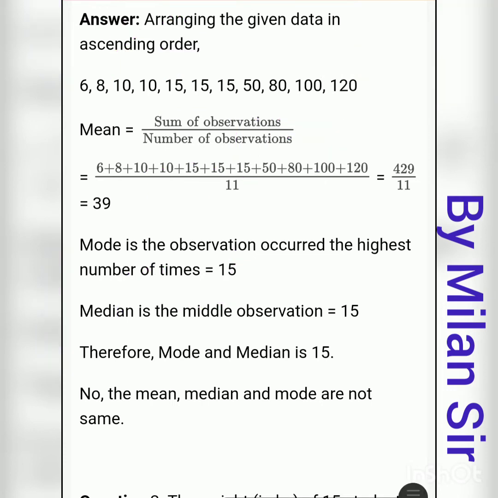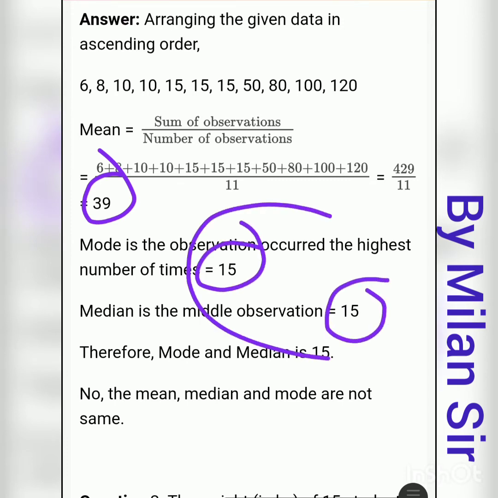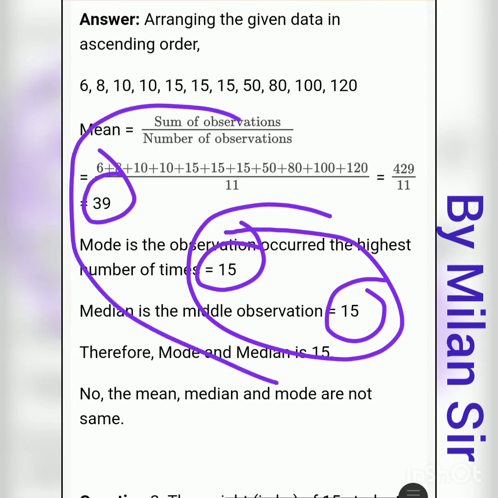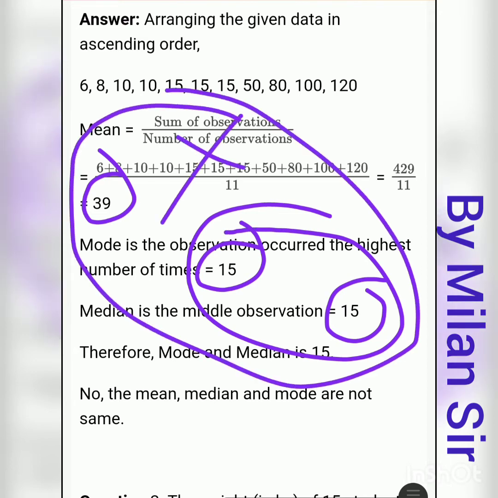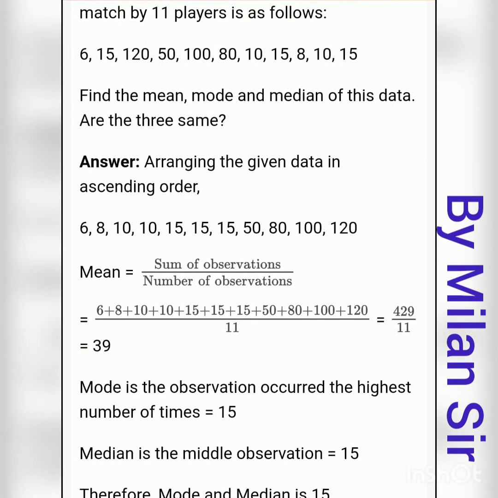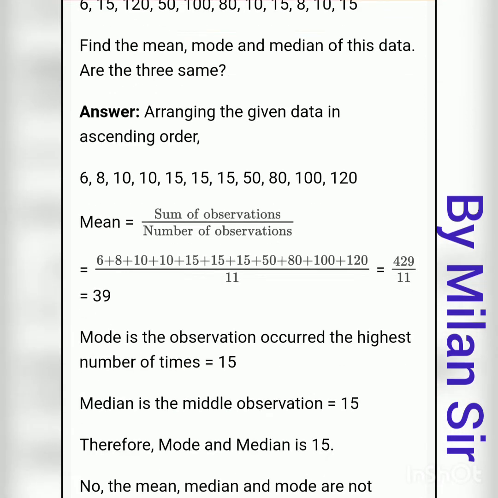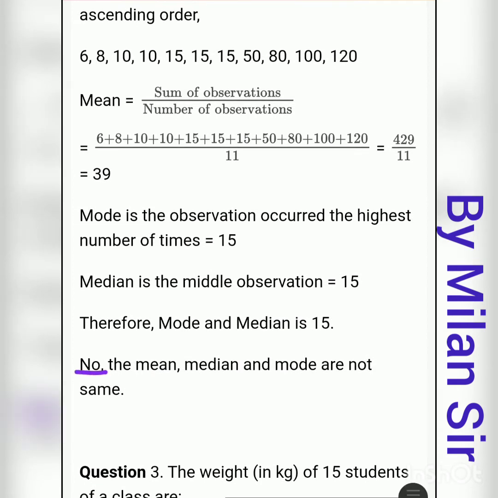Okay, here our answer of mean is 39, mode 15, median is 15. So these two answers are the same, but all these three answers are not the same. It's different, right? Here at last question, are the three same? So no. Here our mean is different. So no, the mean, median and mode are not the same.